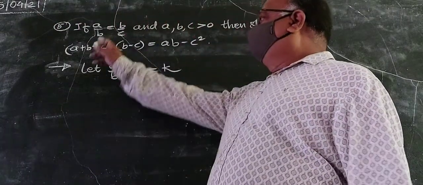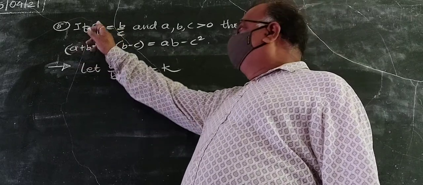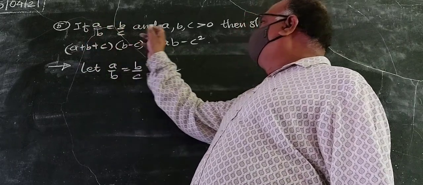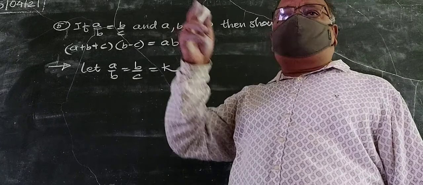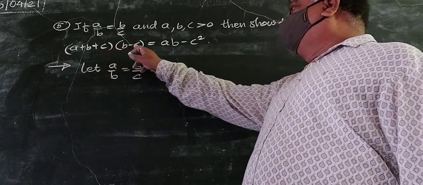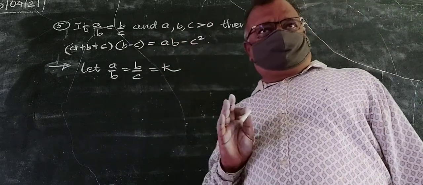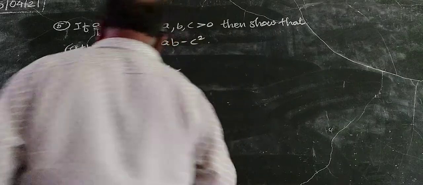Now we shall study K method. Look at this example. If A upon B is equal to B upon C and A, B, C are greater than 0, then we need to show that (A plus B plus C) into (B minus C) is equal to AB minus C square. We will show that. Look on the board.